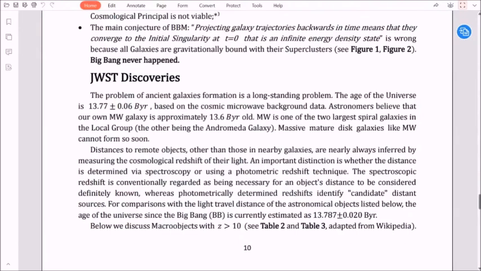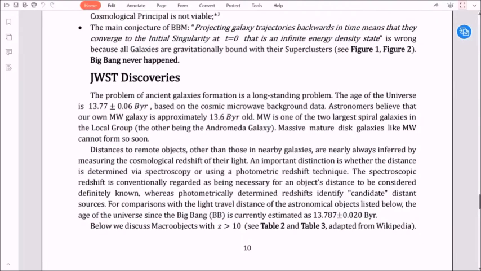JWST discoveries. The problem of ancient galaxy formation is a long-standing problem. The age of the universe is 13.77 billion years based on the cosmic microwave background data. Astronomers believe that our own Milky Way galaxy is approximately 13.6 billion years old. The Milky Way is one of the two largest spiral galaxies in the Local Group, the other being the Andromeda galaxy. Massive, mature disk galaxies like the Milky Way cannot form so soon.